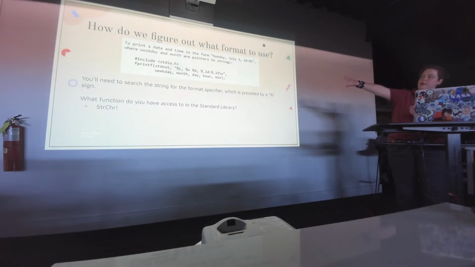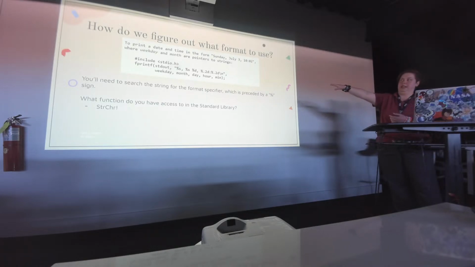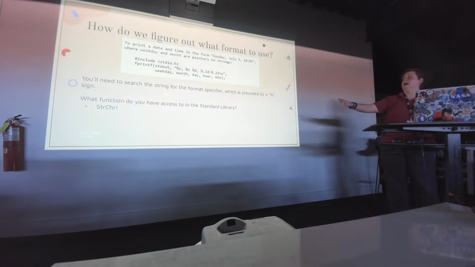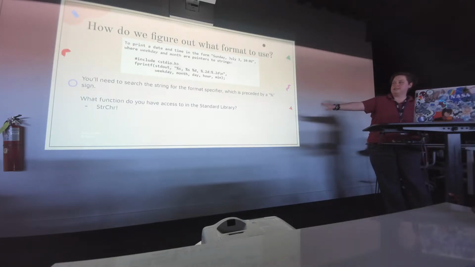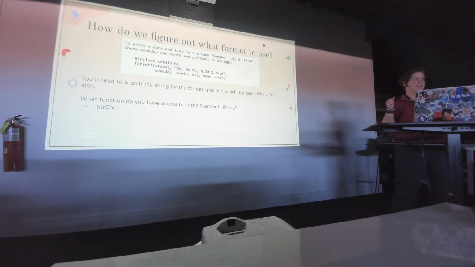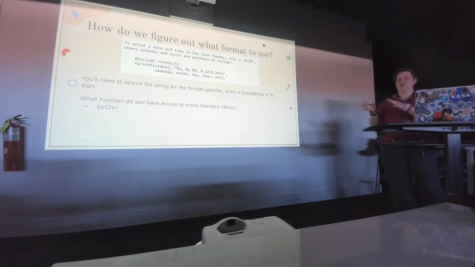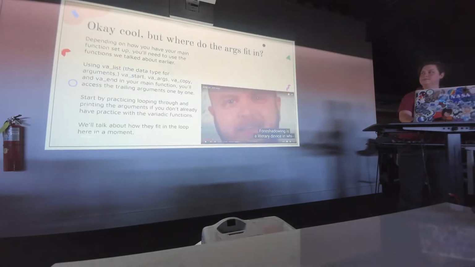This is an example of Printf, right? And you can see all of the format specifiers there, and it includes all of the variables that it wants to print out at that point. You'll need to search the string for the format specifier, which is preceded by a percent sign. So are we following so far? And what function do you have access to in the standard library? Tutor. That is how you will search for your percent sign. You're going to look for it. All right, so where do the args fit in?